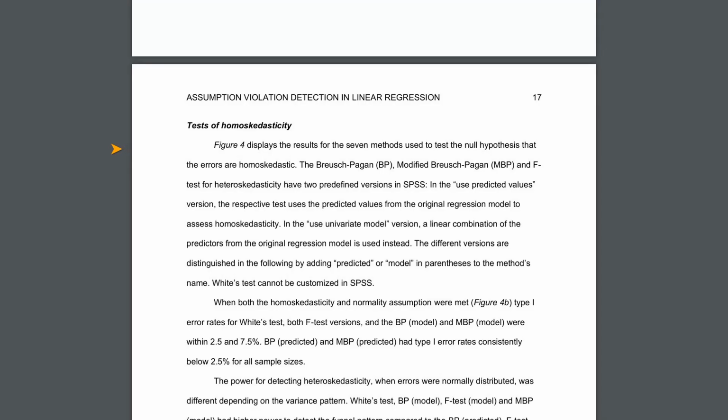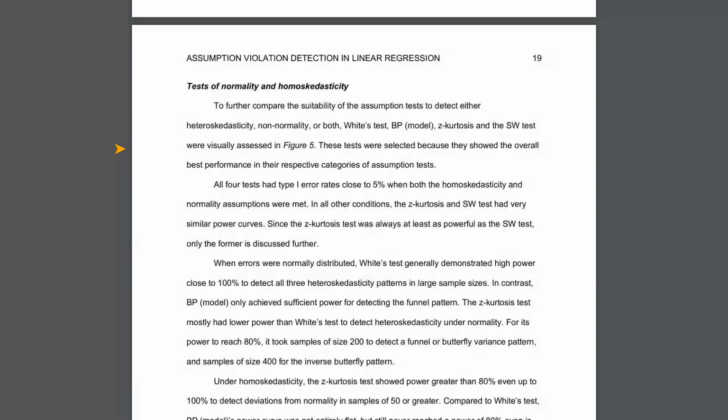Now, for the big question, does that two-step approach actually work? They simulated a process where they first used the Z-kurtosis test. If it found a violation, they switched to a robust regression method. Otherwise, they stuck with the classic method. For the coefficient that was not affected by heteroscedasticity, that is coefficient B2 in their study, the type I error rates were mostly okay, but for the coefficient linked to heteroscedasticity, coefficient B1 in their study, this two-step approach caused problems, especially in small samples.